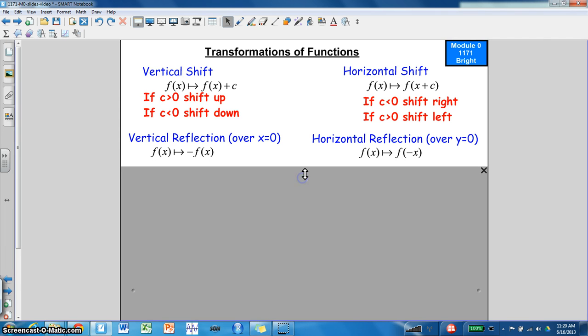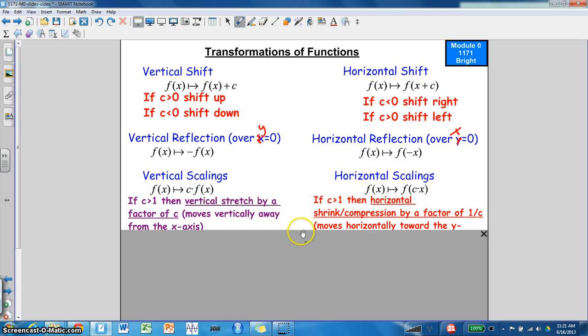Vertical reflections. For a vertical reflection, the negative will be outside of the value. So this is saying take your y value to its opposite value. And so it's a reflection over, this should be over y is equal to 0. I don't know why I have that. So this should be y is equal to 0, and then horizontal reflection is over x is equal to 0. But horizontal reflection, you're taking the x value and switching its side, so you're flipping it if it's on the left side to the right side and vice versa.